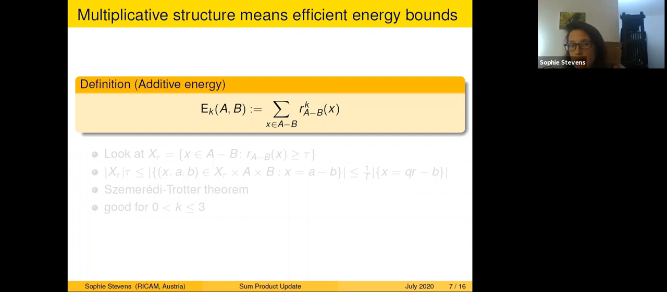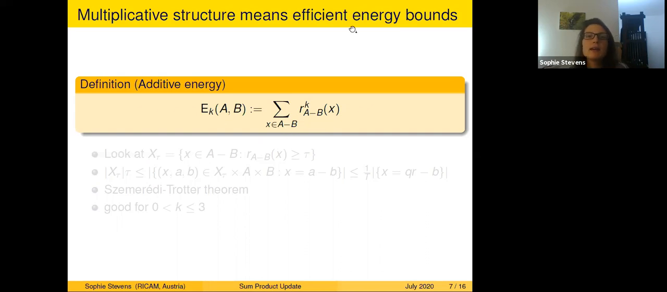So the additive energy between two sets, if you've never seen it before: let A and B be some finite sets, let K be any number bigger than 1. Then the kth energy of A and B is somehow the kth moment of the representation function of the difference set A minus B. So we're going to look in the difference set A minus B, at an element there, and ask how many different ways it can be written as an element of A minus an element of B. That will give us a number. We'll look at that to the power K, and we'll sum over all elements x.